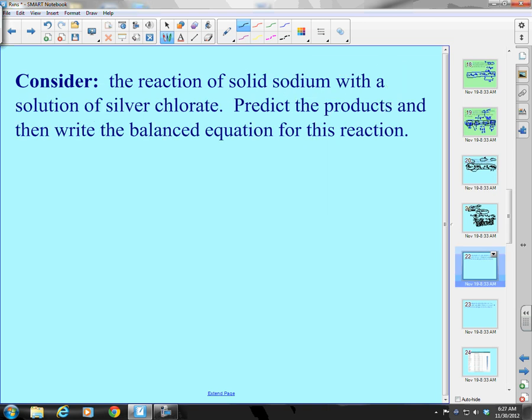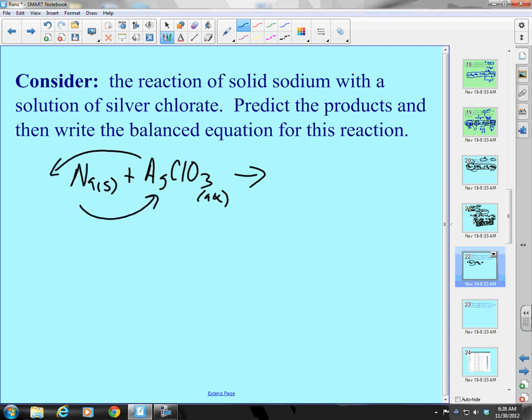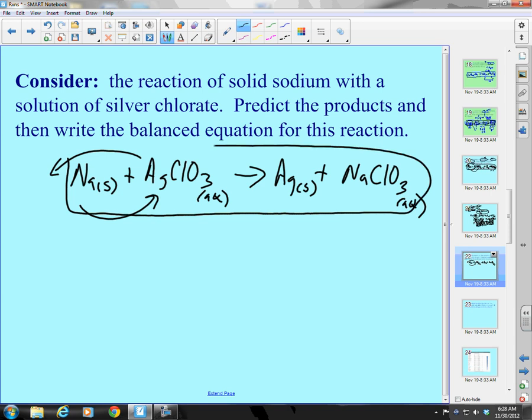Okay, reaction of solid sodium with a solution of silver chlorate. What's going to happen? My sodium's going to come in here, beat up the silver. The silver's not really beat up, it's just going to be replaced. I'm going to make solid silver plus what? Sodium chlorate solution. Hey, that's pretty easy. Yeah, it is pretty easy.